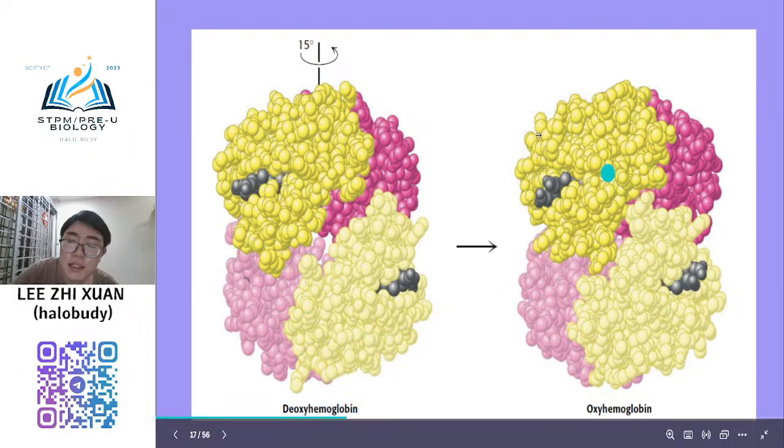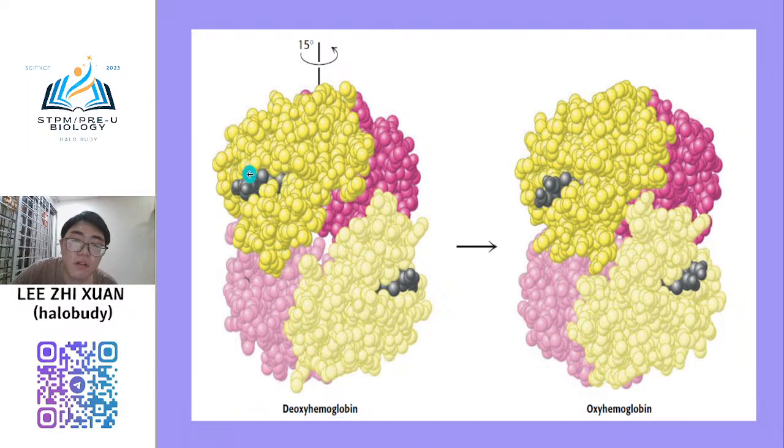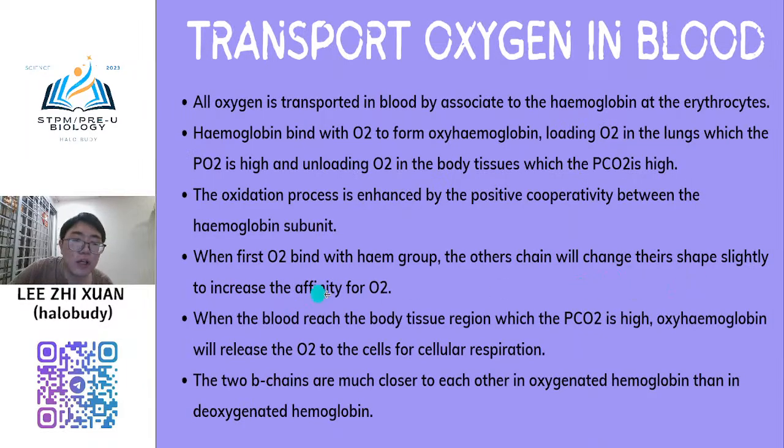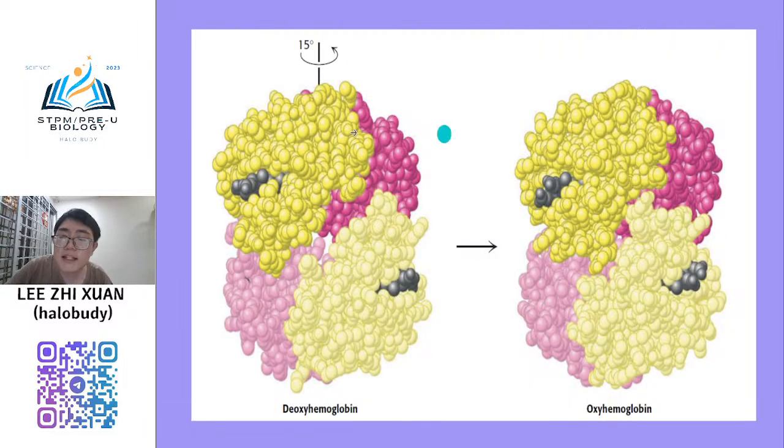Normal hemoglobin, this one we call oxyhemoglobin. Meaning that once oxygen binds to any polypeptide chain, any change inside the hemoglobin, the shape of the hemoglobin will change. And then this changing shape can increase the affinity for oxygen, meaning that when other oxygen molecules want to bind to the second chain inside the hemoglobin, it will bind more easily.